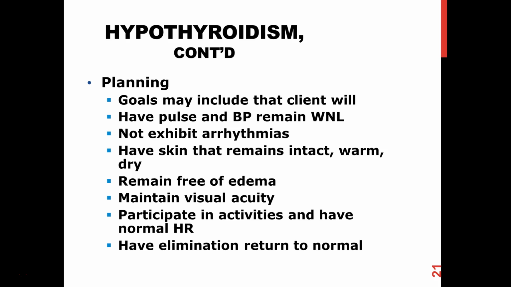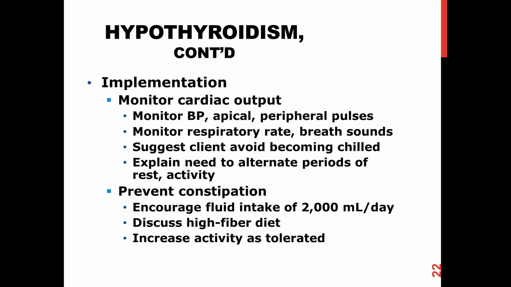We want to make sure their pulse and blood pressure, their cardiovascular status, is within normal limits, and they're not exhibiting any arrhythmias. A lot of them will have bradycardia. Goals include skin that remains intact, warm and dry, free of edema, maintaining visual acuity, a normal heart rate, and having their elimination return to normal, with their bowels functioning under normal conditions and not having such constipation. Again, monitor cardiac output, blood pressure, apical and peripheral pulses, and respiratory status.